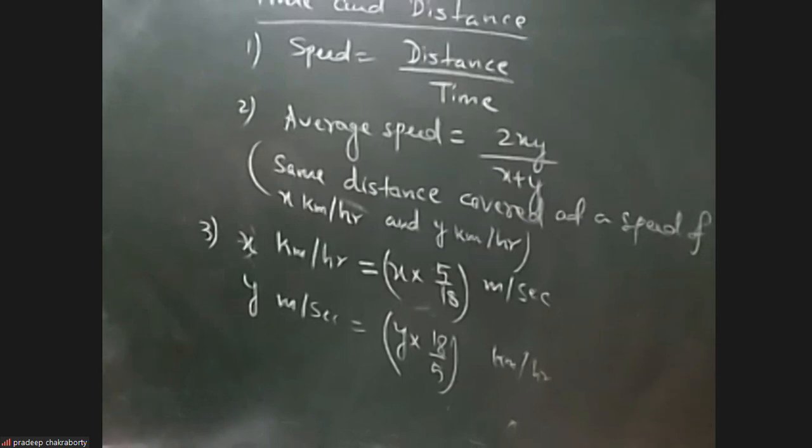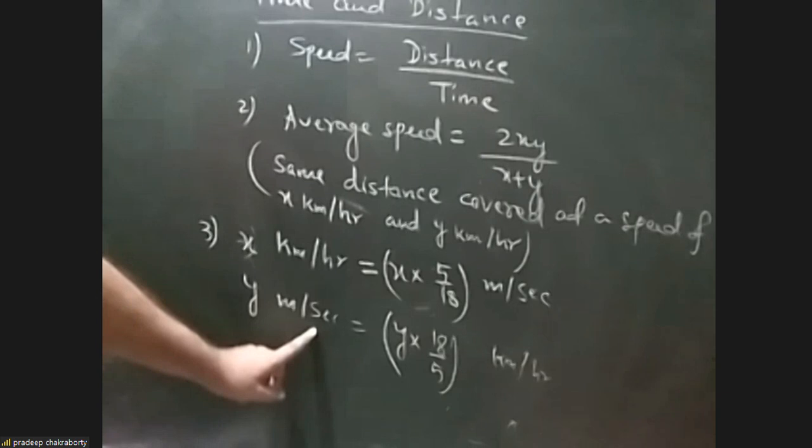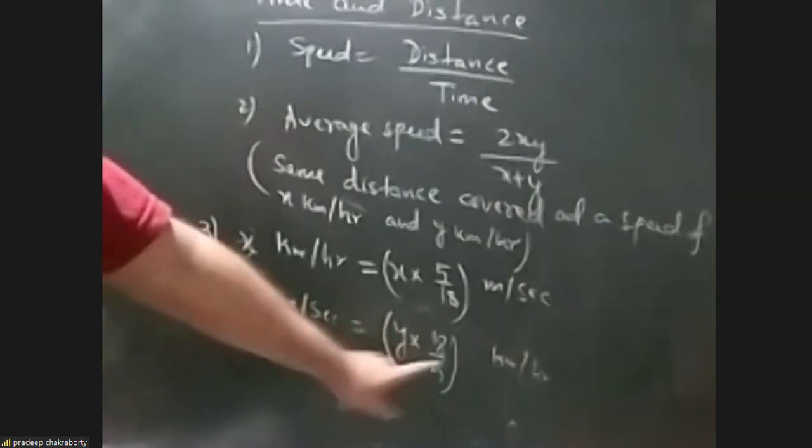So remember the quantities 5/18 and 18/5. It is written y meter per second, so y into 18/5 kilometer per hour.